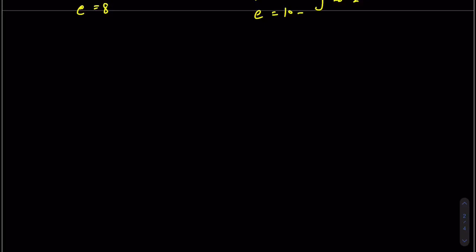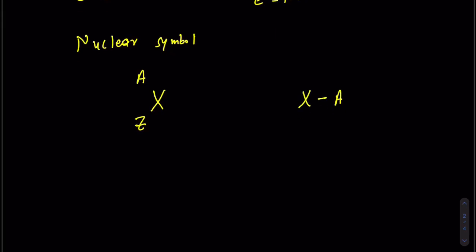Now, a typical element symbol or nuclear symbol looks like this. I have an element symbol, I've got the atomic number, and I've got the mass number on the top. So that's one way of writing it, or I can just write it like this. In the second way, they didn't write down the atomic number. This Z obviously represents the atomic number. The X is going to be the element symbol.